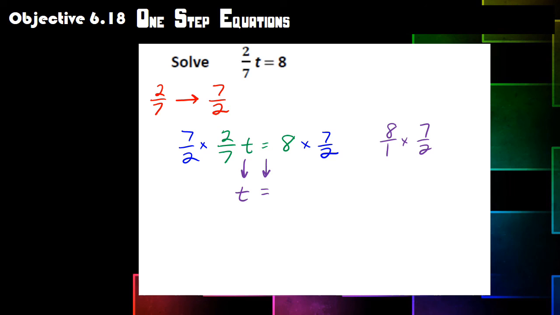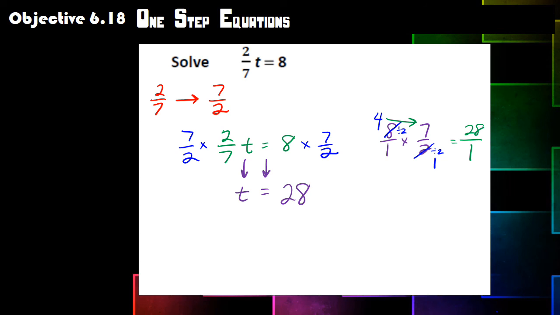We could cross simplify. Let's cross simplify 8 and 2. We know that's dividing by 2. So that 2 divided by 2 is 1. 8 divided by 2 is 4. And then we just multiply our numerators. 4 times 7 gives us 28. And 1 times 1 is 1. So our simplified answer, t, would be equal to 28. And we always want to make sure that we check.